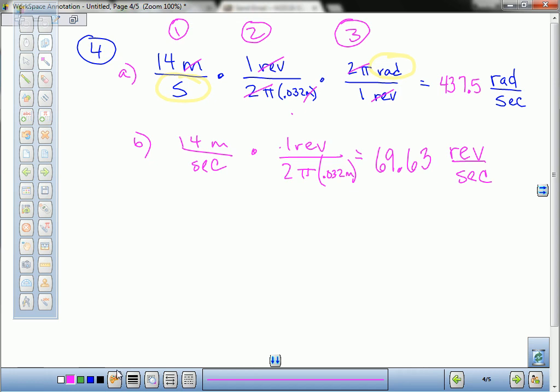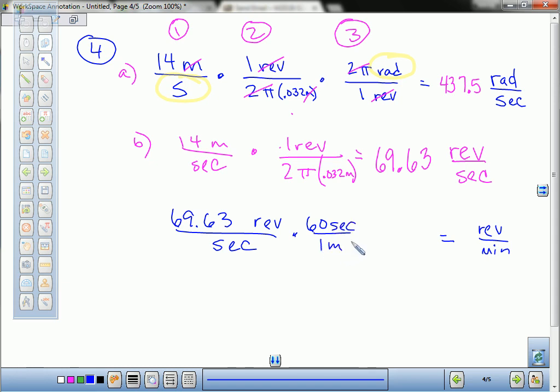And then the last one's even easier because it just asks us to convert to minutes. So if we take this 69.63 revolutions per second and convert it to revolutions per minute, all we have is 60 seconds in 1 minute. And what does that give us approximately? 4,179.1. Good try. I must have left my digits in there. I rounded. Okay.